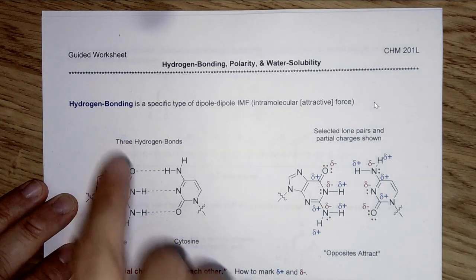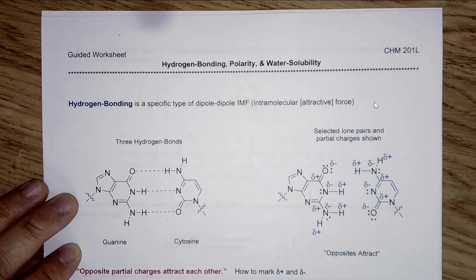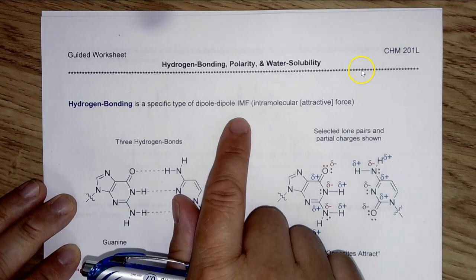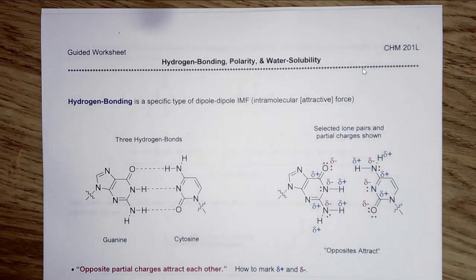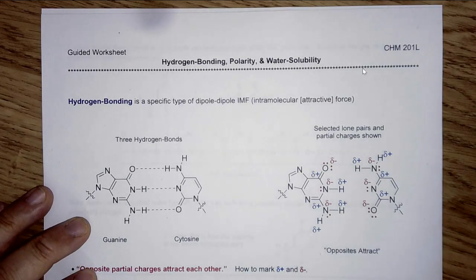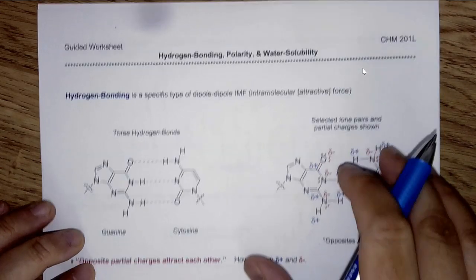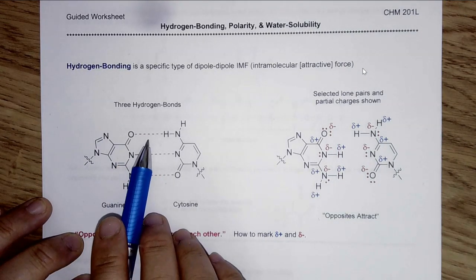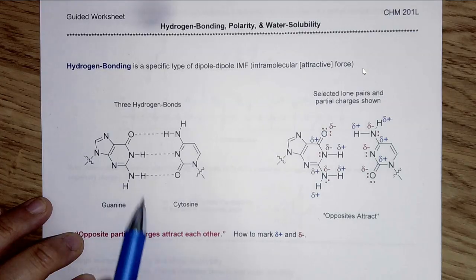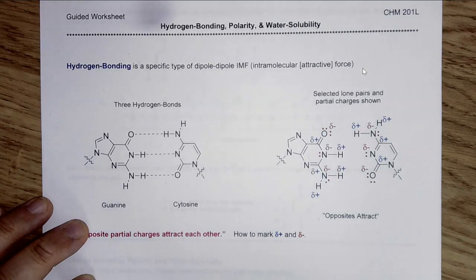For hydrogen bonding, we know that it's a very specific type of dipole-dipole intermolecular attractive force, so how molecules are held together. A lot of you may be familiar with DNA base pairing. For instance, here we have 3 hydrogen bonds designated with a dotted line between guanine and cytosine.